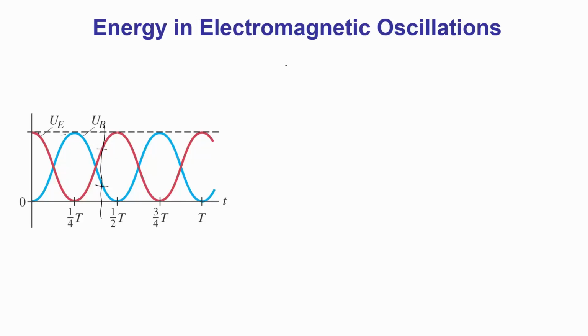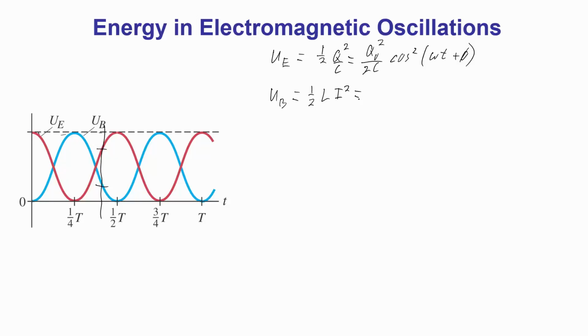If we want to get some equations for that energy, well, we can say the electric energy is 1/2 q squared over c. And if we plug in the equation we just found for q, that works out to be Q naught squared, where Q naught is the maximum charge, over 2c times cosine squared of omega t plus phi. And then if we look at the energy in the magnetic field, that's going to be 1/2 L i squared.